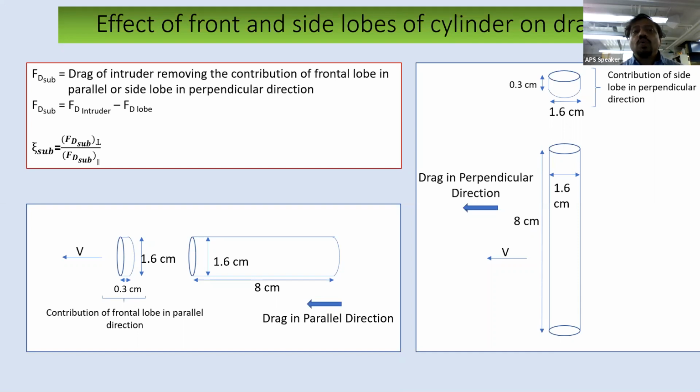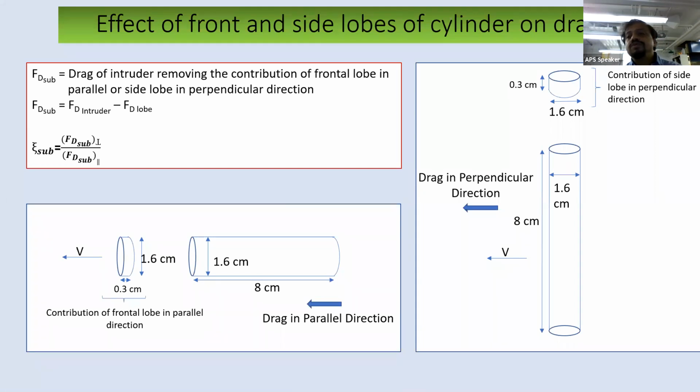Further, we wanted to know the effect of the front and side lobe of the cylinder on drag. So here is the intruder oriented in the parallel direction with the motion. You can imagine the intruder's frontal lobe as a thin slice having the same diameter as the intruder, and this slice length is very small. So effectively we can say that the contribution is only from the frontal lobe. So we measured the drag force for this slice in the parallel direction.